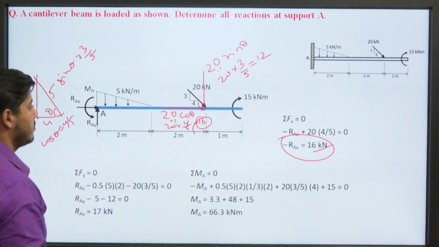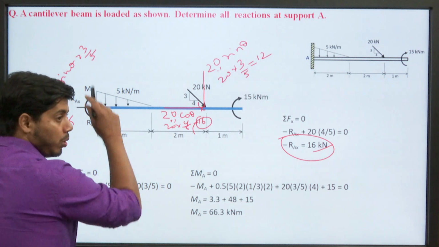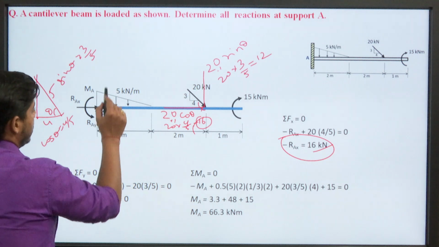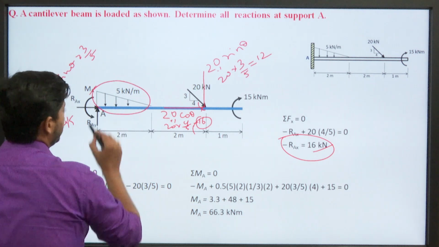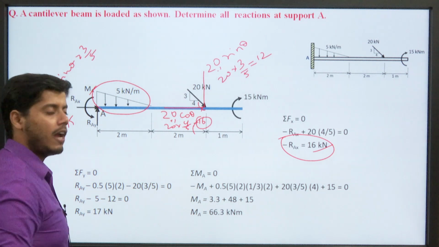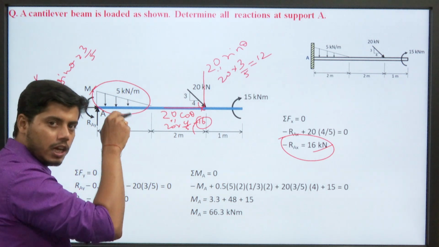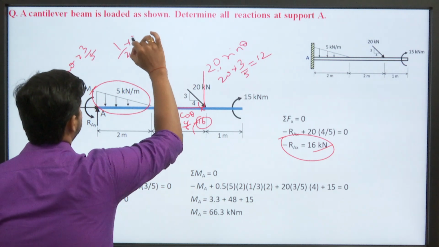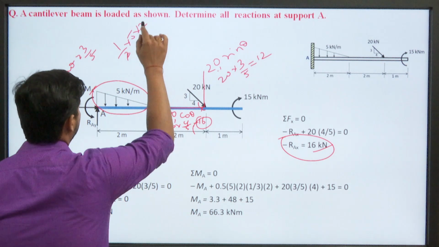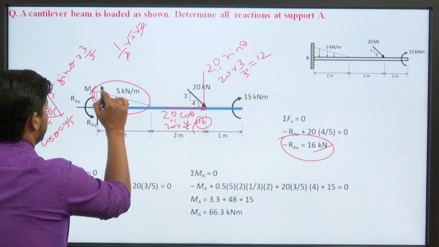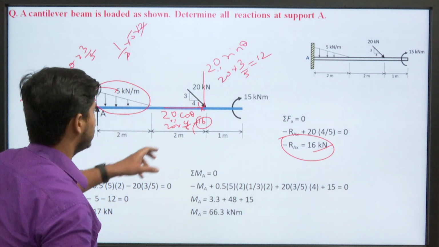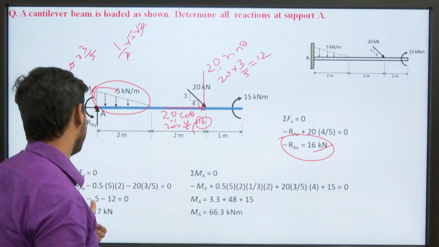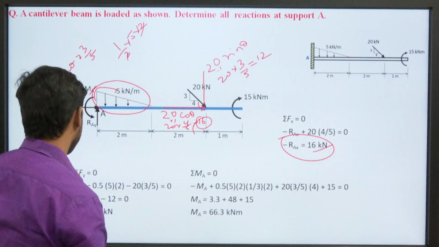What are the vertical forces? First vertical force is reaction RAY, upward positive, downward negative. Then this is the UVL, triangular load. To find the intensity of the load, we have to find the area enclosed inside this loading diagram, which is 1 by 2 into 5 into 2 equal to 5 kilonewton. This is the amplitude. So 5 kilonewton minus 12.